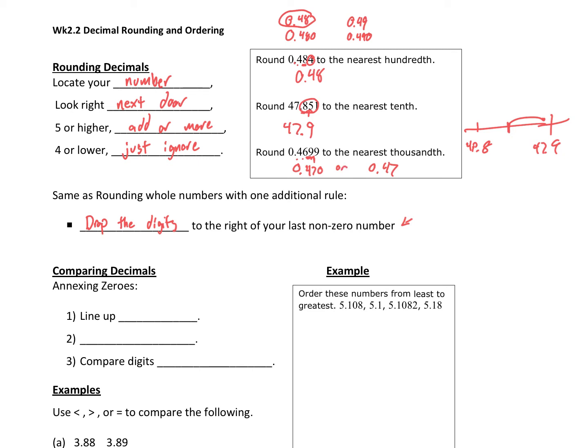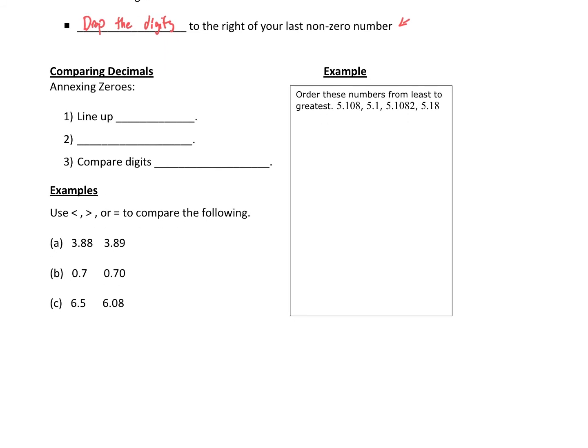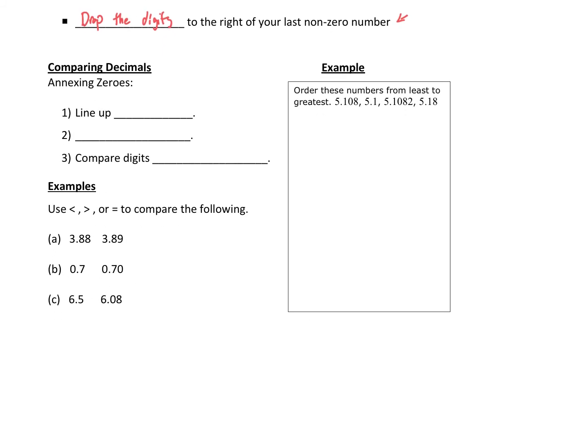Okay. All right, let's compare decimals now. First, I want to talk about the concept of annexing zeros. We had just said that 47 hundredths is the same as 470 thousandths. In the same way as 50 cents is the same as 5 dimes, 5 tenths and 50 hundredths are the exact same thing. So to annex zeros means placing a 0 to the right of your last digit in a decimal. It doesn't change the value.